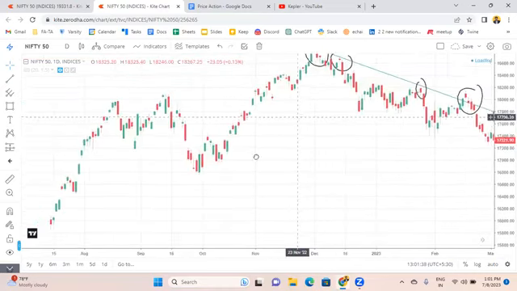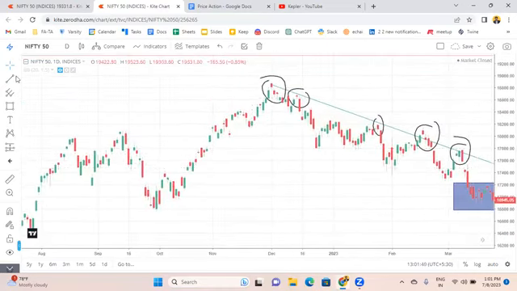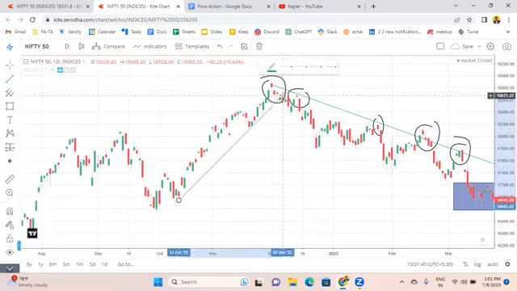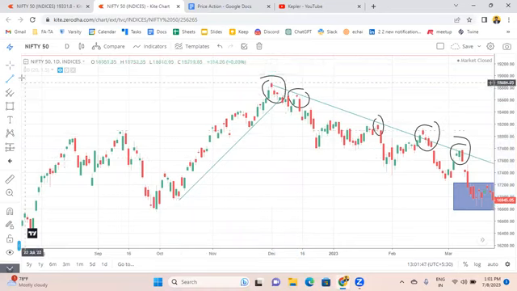Similarly, in the uptrend as well, price was in a kind of uptrend over here. All right. How do you figure out the uptrend now?